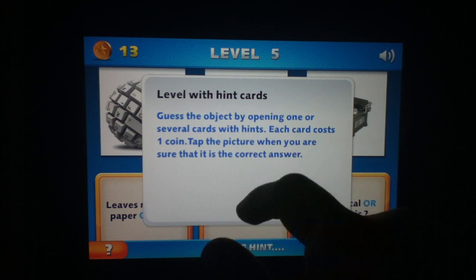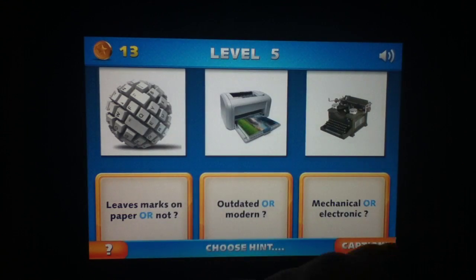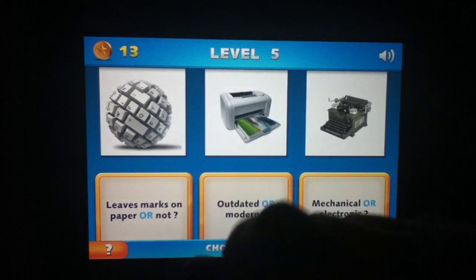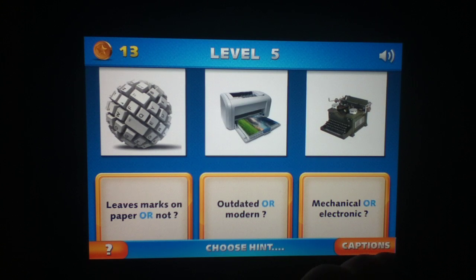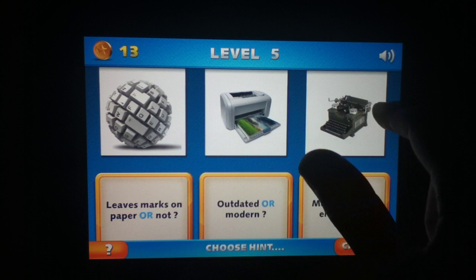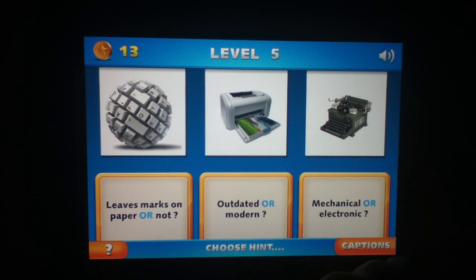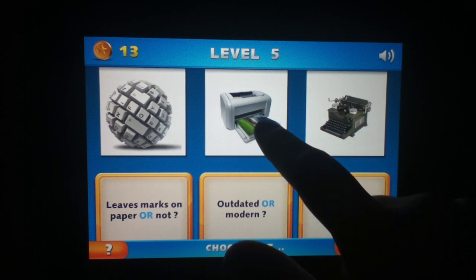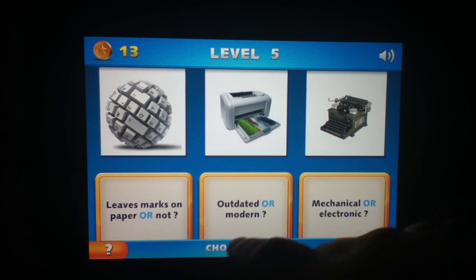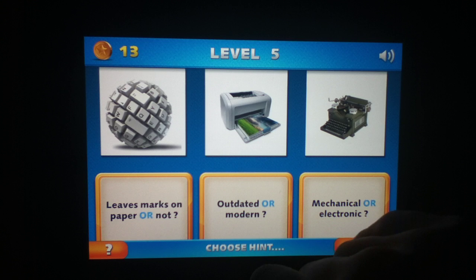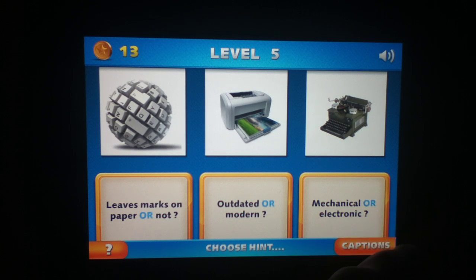Okay, let's explain the game, which I will do instead. That's why I tapped through that very quickly. It does adequately explain what's going on. But essentially the way that this works is that it will present you with pictures, and it will also present you with cards that are basically setting up requirements. So I've got a hint down here. It says choose hint. So basically leaves marks on paper or not, outdated or modern, mechanical or electronic.